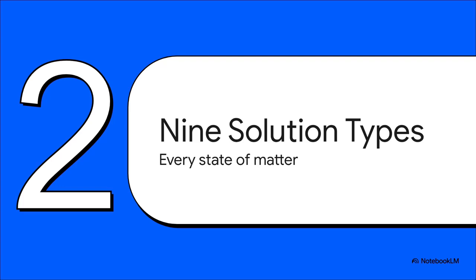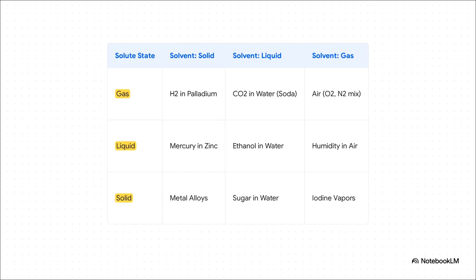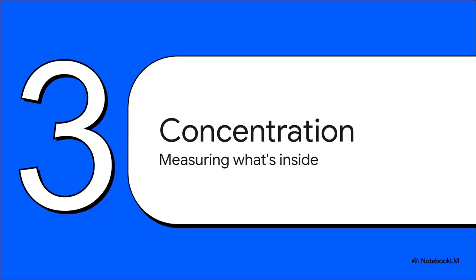Okay, so now that we know our players, the solute and the solvent, let's see all the different combinations we can make. When you mix and match the three states of matter, solid, liquid, and gas, you can actually create 9 totally distinct types of solutions. And they're pretty cool. You can have a gas dissolved in a liquid, which is just the CO2 that makes your soda fizzy, or a liquid in a liquid, like ethanol in water. You can even have a solid dissolved in another solid. That's literally what a metal alloy is. The possibilities are everywhere.